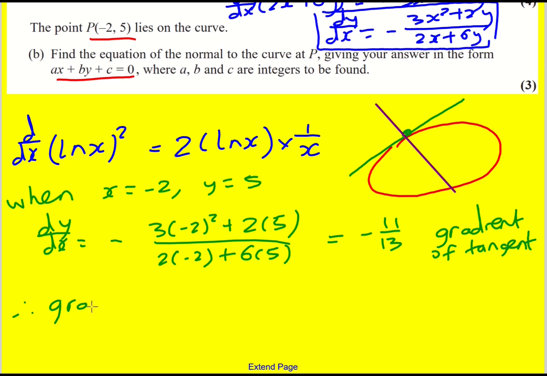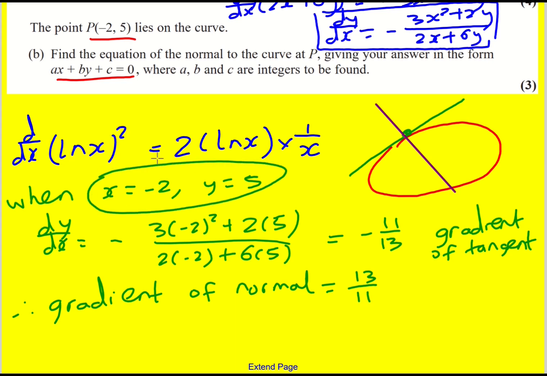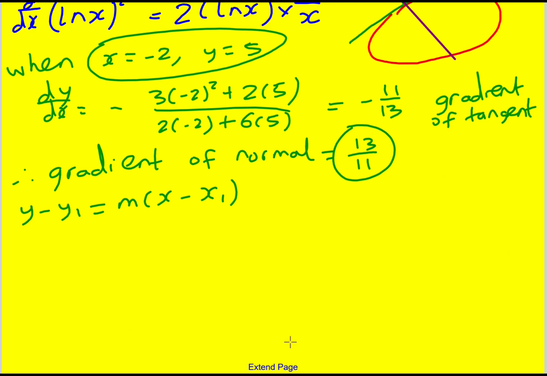So therefore, the gradient of the normal is at right angles as a perpendicular line. We just take the negative reciprocal, which is going to give us 13 over 11. And we're basically there. We've got our x and y. We've got our gradient. We can use y minus y1 is m times x minus x1. That's the recommended one because we don't have to do any rearranging. Well, okay, there will be some rearranging, but we don't have to rearrange to get c and then put it back in. y minus 5 is going to be 13 over 11 times x minus minus 2. That becomes x plus 2.